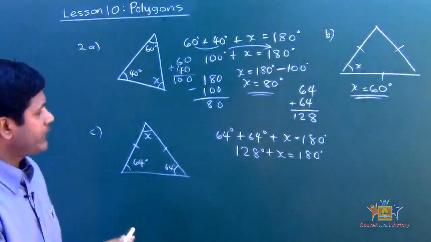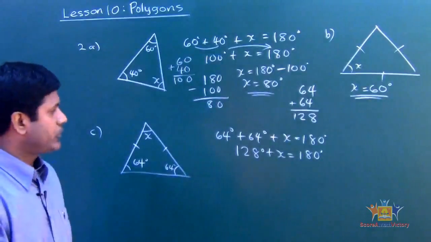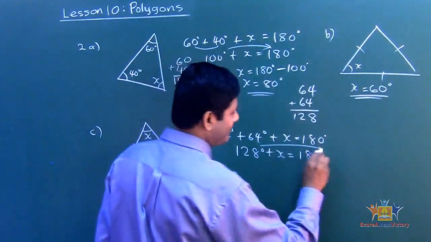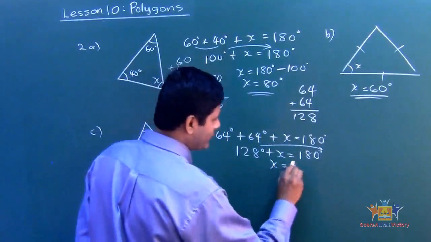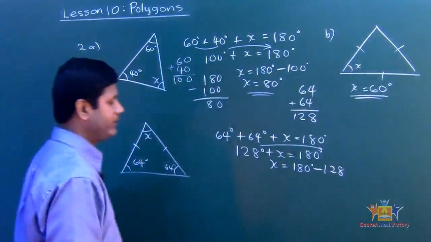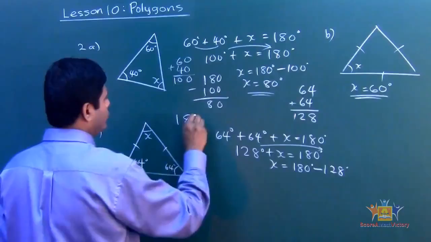128. And what's 128 doing to x? It's adding. Okay, so addition crossing the bridge becomes subtraction. We're going to cross the bridge, so that becomes subtraction. 180 minus 128. So we're going to line it up, 180 with 128.